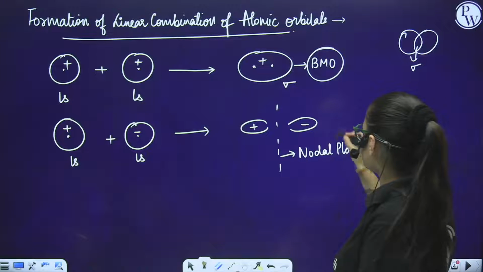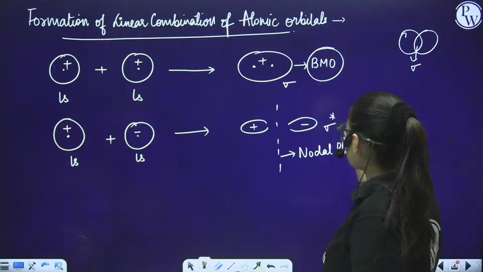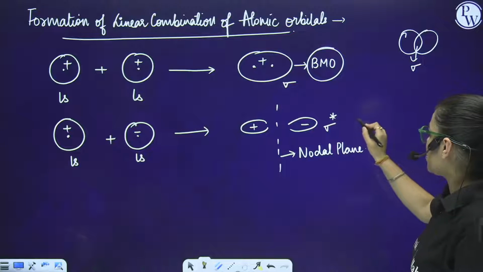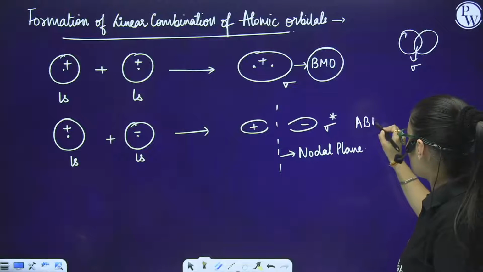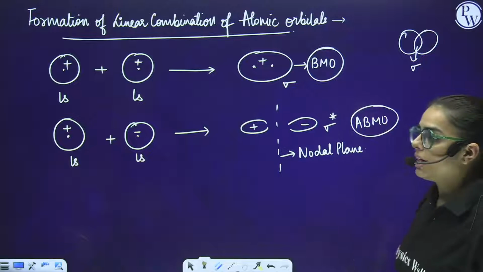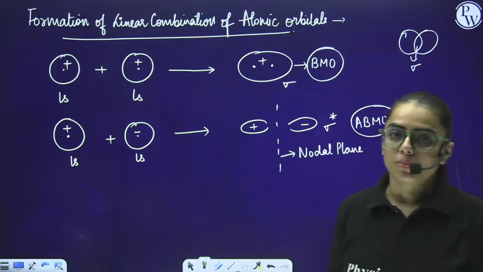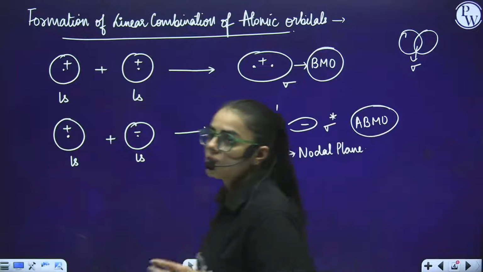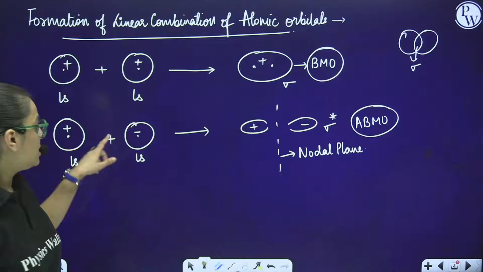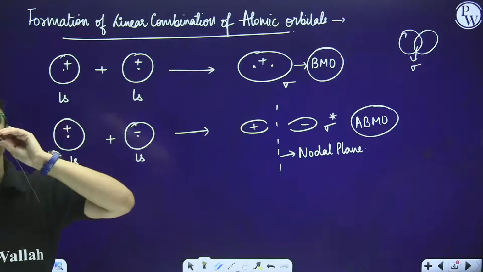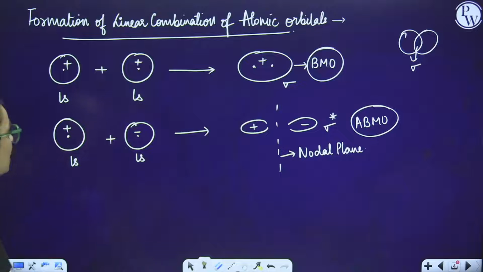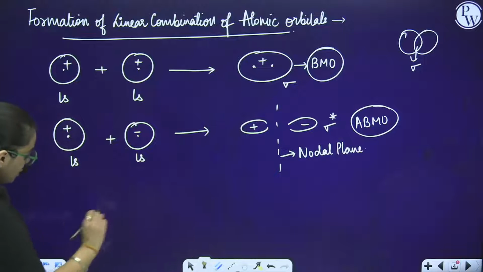This is destructive interference. This is the creation of sigma star orbital. Sigma star orbital, which is an anti-bonding molecular orbital. AMO or ABMO, anti-bonding molecular orbital. Clear? This is the case of the constructive one. This positive and negative symbol represents your wave function. Clear, everybody? Yes. Let's do the case of p orbitals now.